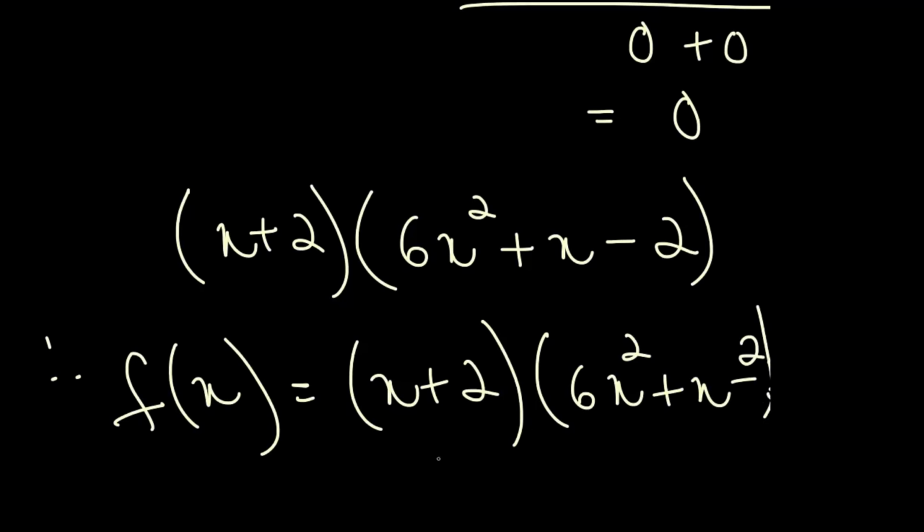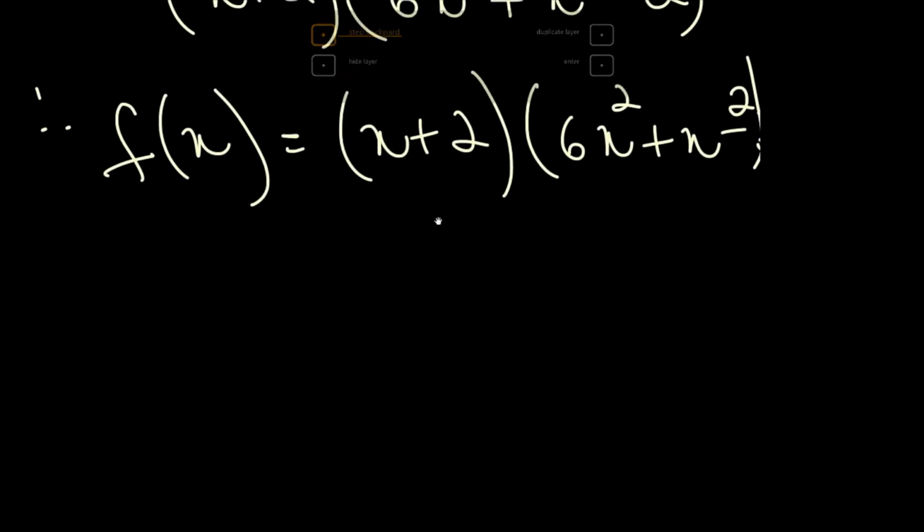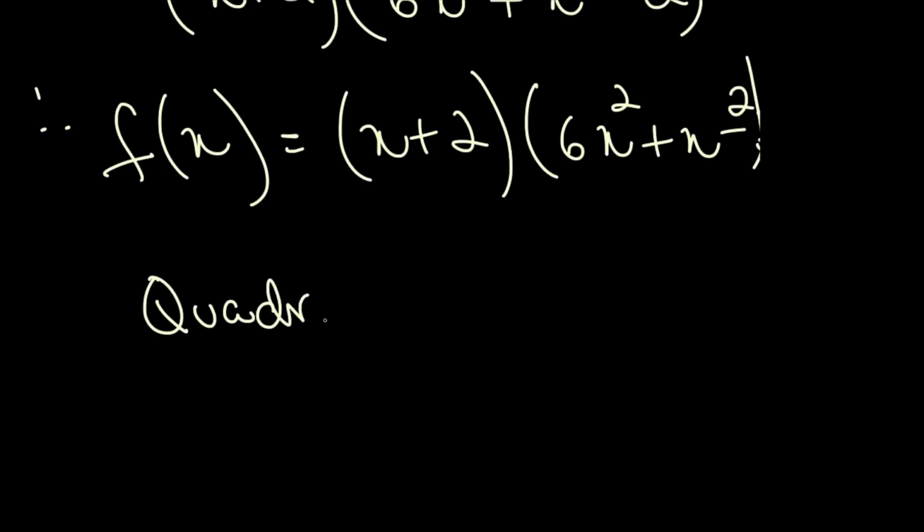Again, the question has not advised you of any particular method to use, so we are free to factorize 6x squared plus x minus 2 however we like. The easiest way is to simply use the quadratic formula.